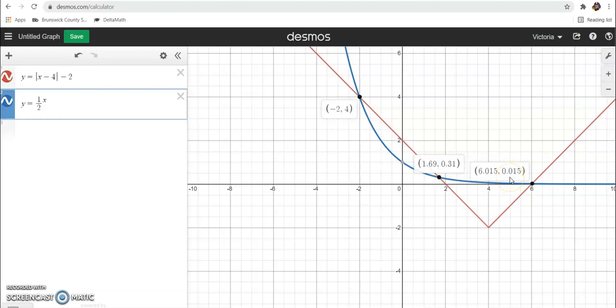But that is how you do systems of nonlinear equations. Desmos literally does all the work for you. You just type it in, make sure you type it correctly, and then click on the intersections.